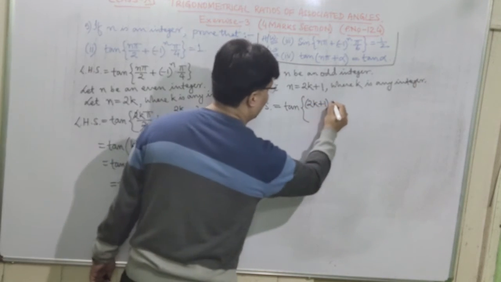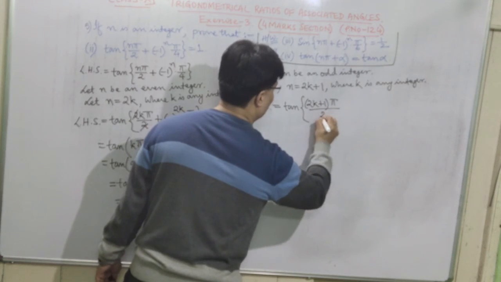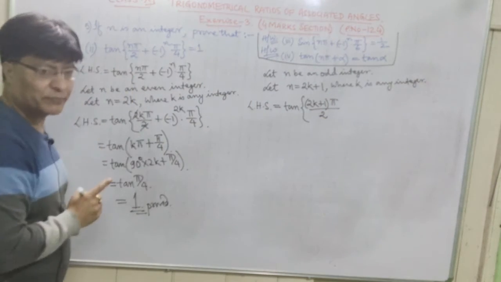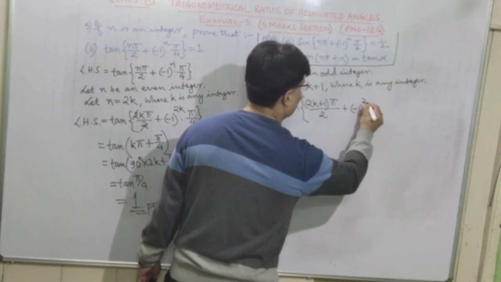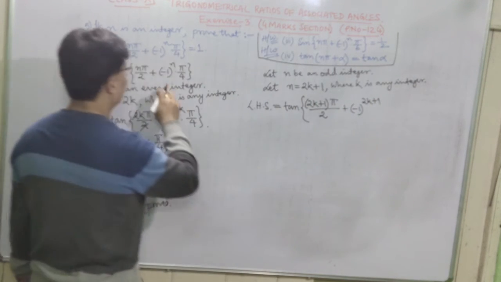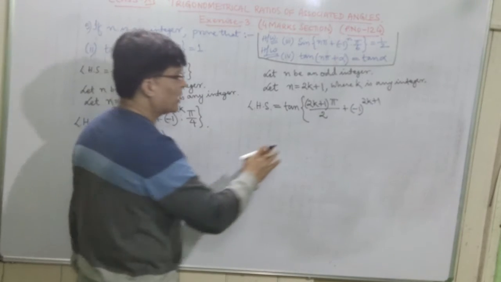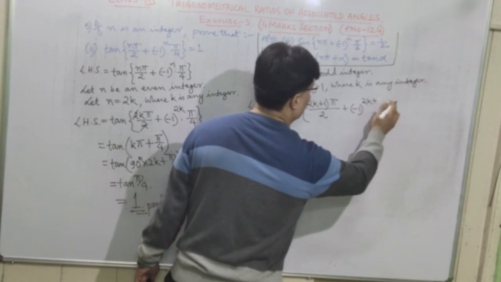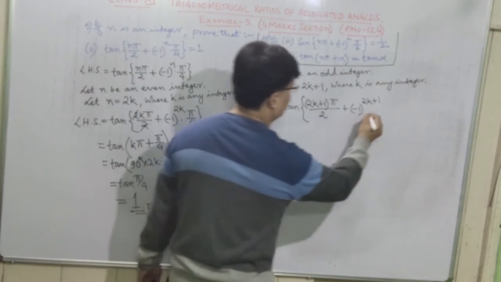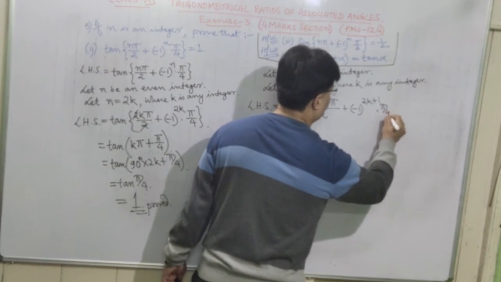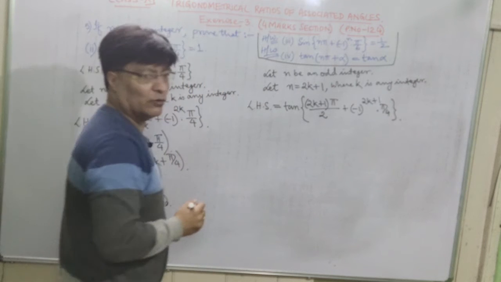Then you can write pi divided by 2. Is that clear? Then plus minus 1 whole to the power n. We have to put the value for n. Here n is 2k plus 1. Then you can write pi by 4.